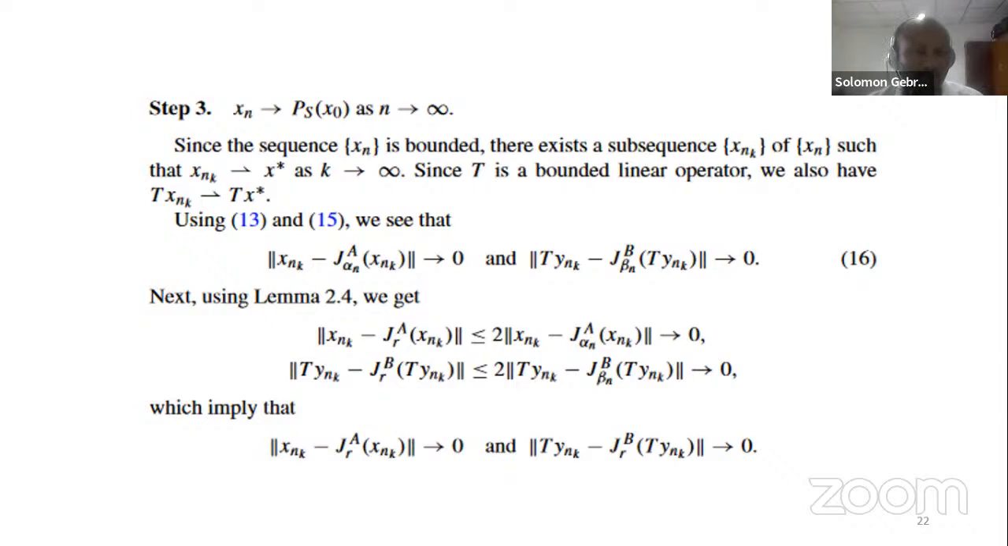So considering the subsequence xnk and taking the definition of yn from the algorithm, we can see that it goes to 0. Similarly, we have shown that the norm of zn minus yn goes to zero. Therefore, we can see that the norm of Tynk minus znk, the definition of zn is already given in the algorithm, so substituting that, it goes to zero. And applying lemma 2.4, we can see that the expressions on both left sides go to zero, which implies that the norm of xnk minus the resolvent operator of xnk goes to zero, and also the other expression goes to zero.